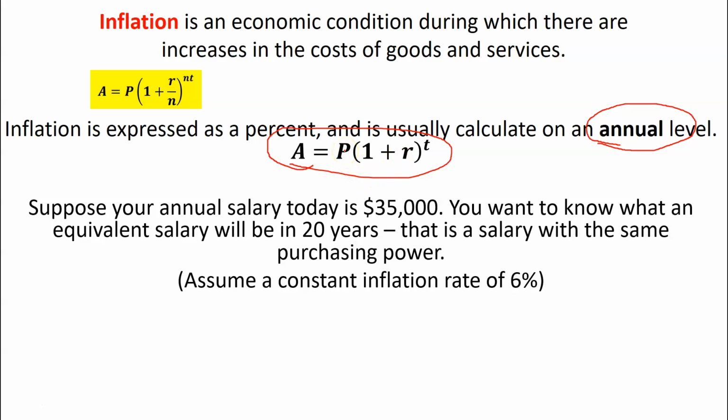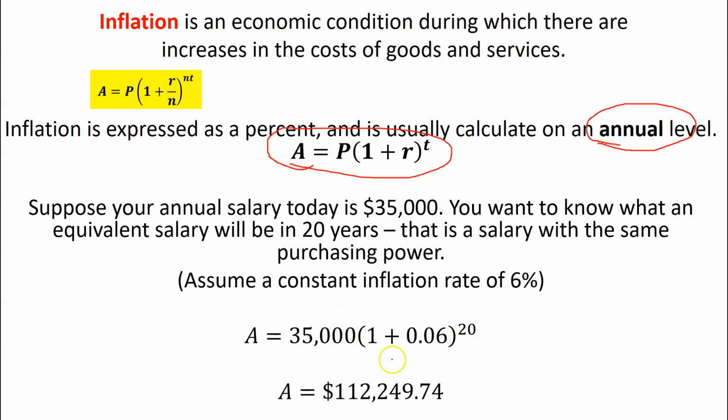So this would be my present value, future value. Present value is $35,000. I want to know what my future value is over a period of 20 years. It's pretty straightforward. Run it through your calculator. It'll be 1.06 raised to the 20th power times 35,000. At 6% inflation, in 20 years you would have to be earning over $112,000 in a year to be able to buy the same amount of stuff.